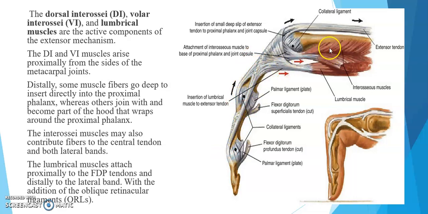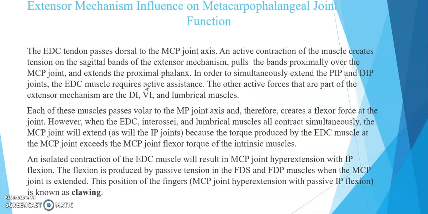And here you can see the interossei. Both the dorsal and volar interossei are going and attaching to the extensor expansion, and also to the EDC tendon. When they join, they merge with all the bands, lateral band, central band, extensor expansion, all together with the EDC tendon. So you can clearly see that in this picture. Now you understood what the extensor mechanism is. Now we only have to see how the extensor mechanism influences the metacarpophalangeal joint and interphalangeal joint. With that, we will come to an end.